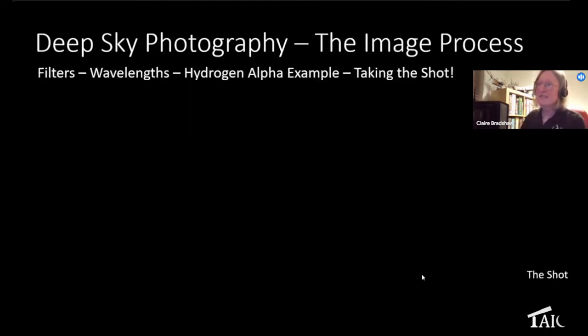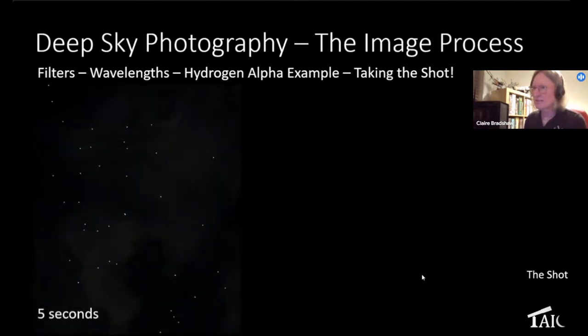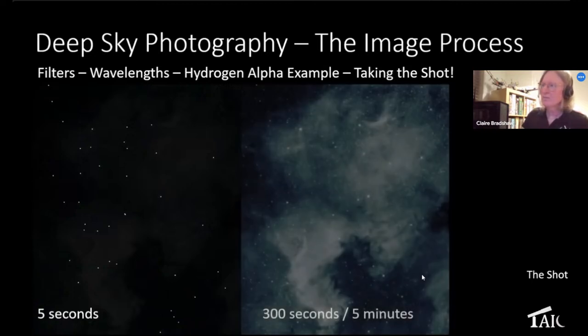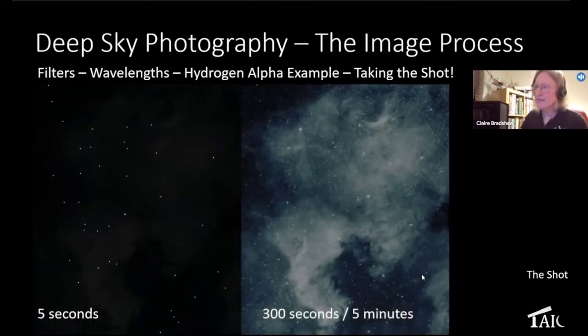So this is a hydrogen alpha example, and we're taking the shot. This is the process that we go through. A 5-second photograph doesn't get us a lot of data. So we have to take these 5-minute long photographs, or longer exposures, depending on the object you're photographing. But nebulae are usually, as we said before, very, very dim. So we have to do things like 5-minute photographs, which are great, but they're noisy.